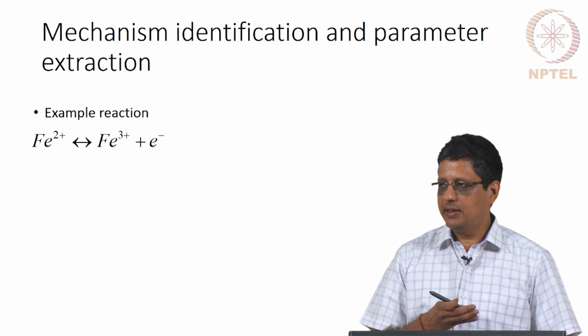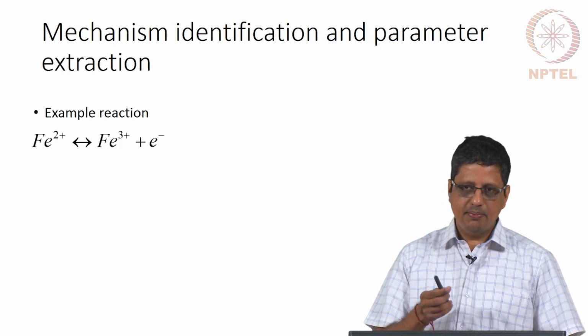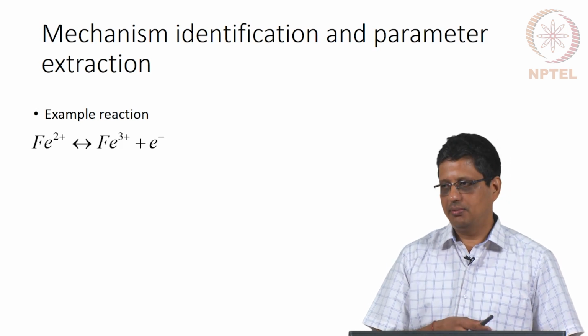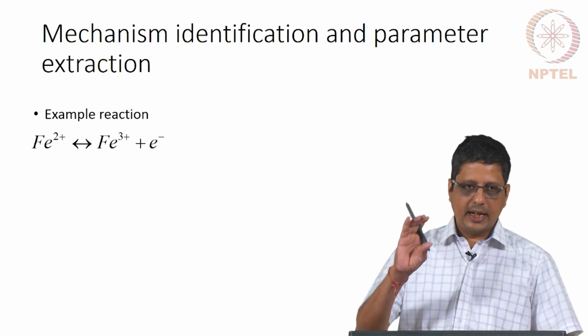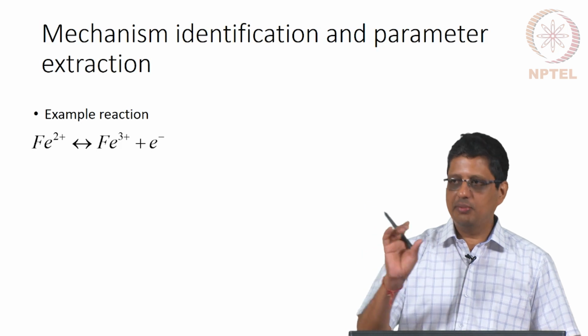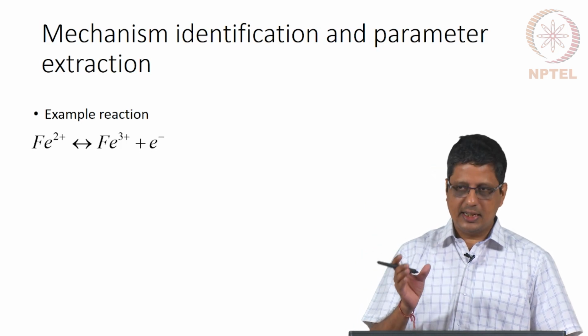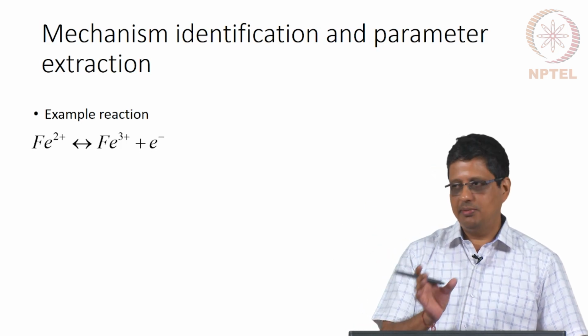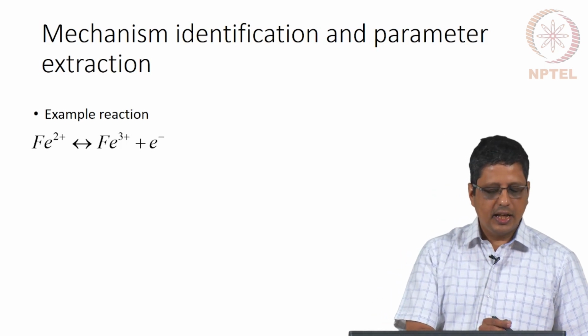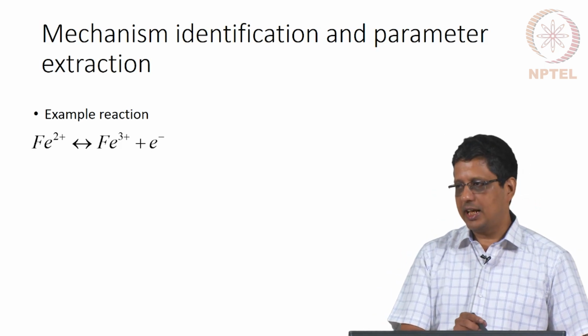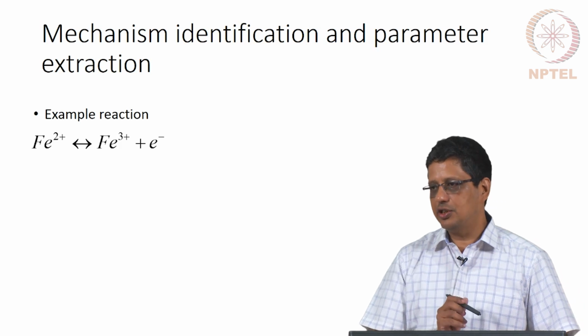Another aspect is, can we say this impedance has come from this reaction? Can we identify a reaction which will give rise to this impedance? We can say this impedance would have come from this circuit. Similarly, we should be able to say this impedance can arise from this reaction. So, an example is Fe2+ becoming Fe3+ with an electron. That is one of the simplest reactions that is used.